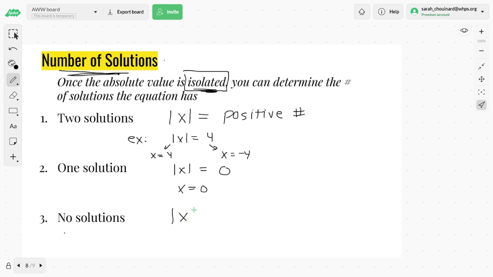And then the last possibility is the absolute value equal to a negative. You're never going to take the absolute value of something and have it equal a negative number. It's just not possible. So for this one, we would say no solutions.